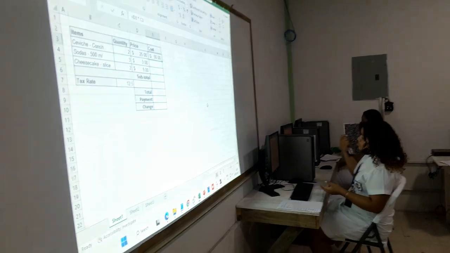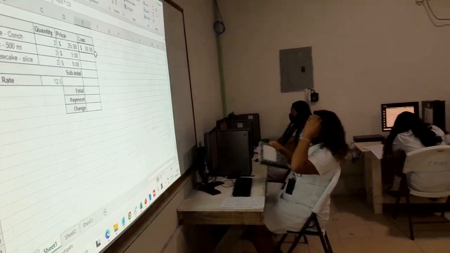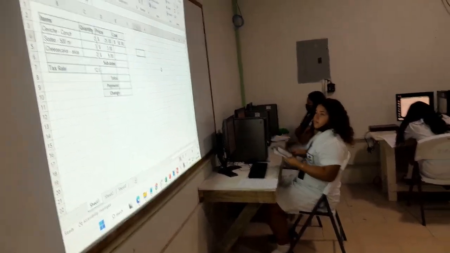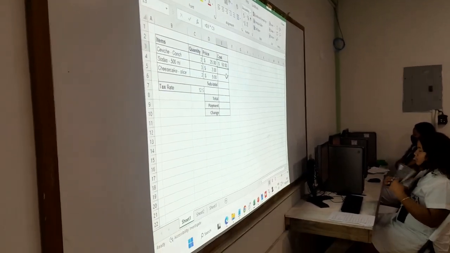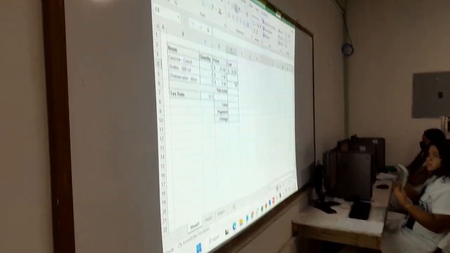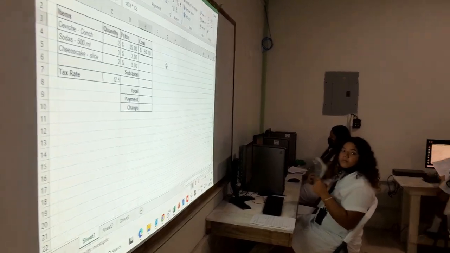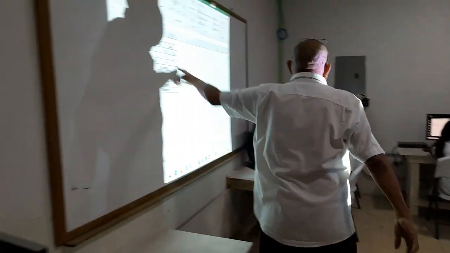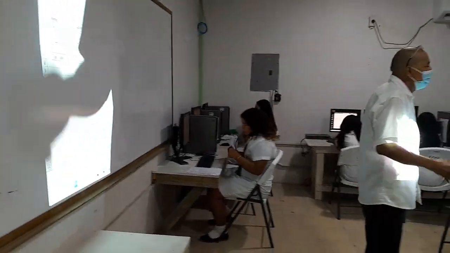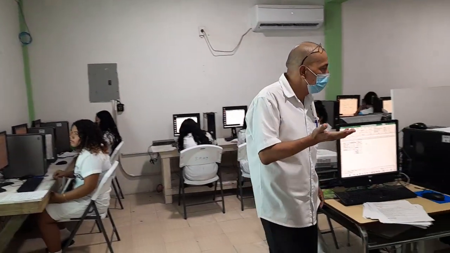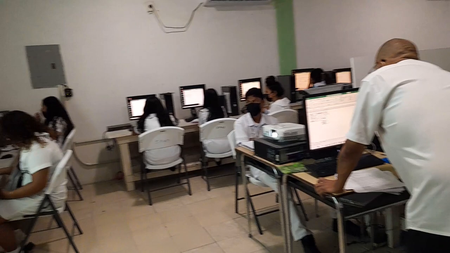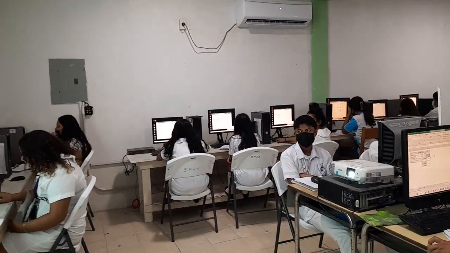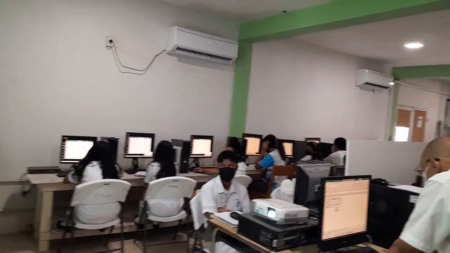Now, if I wanted to copy this down to these cells, what feature should I use? How do I copy this all the way down? What feature do I use, students? Right, you can drag and fill, or it's called autofill. We did this when we were doing the formatting. Good, now.